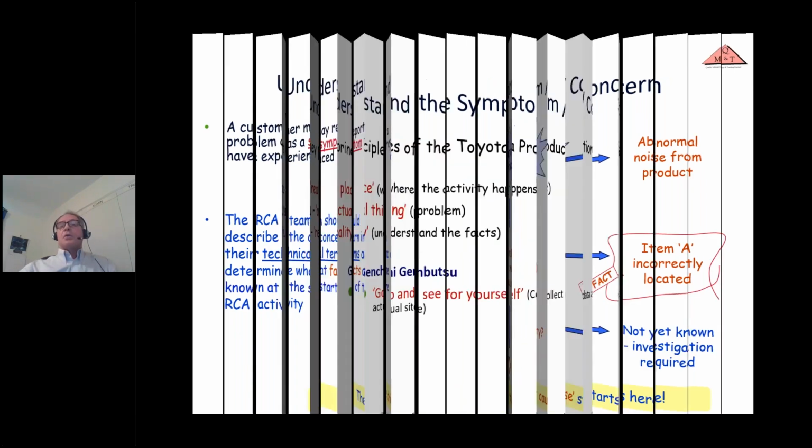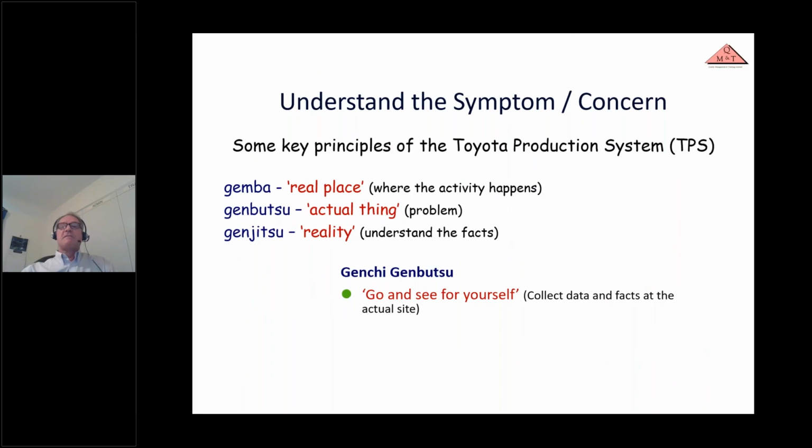The Toyota production system has made some very key contributions to problem-solving activities, some of which you can see on the screen at the moment. Gemba means real place, where the activity happens. Genbutsu means the actual thing, the problem. Genjitsu means reality, emphasizes the importance of facts. Within Toyota, Genchi Genbutsu is a very key principle, and it simply means go and see for yourself.